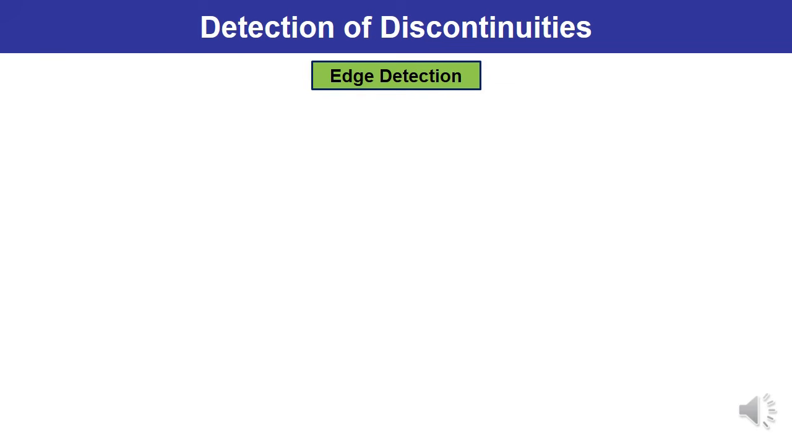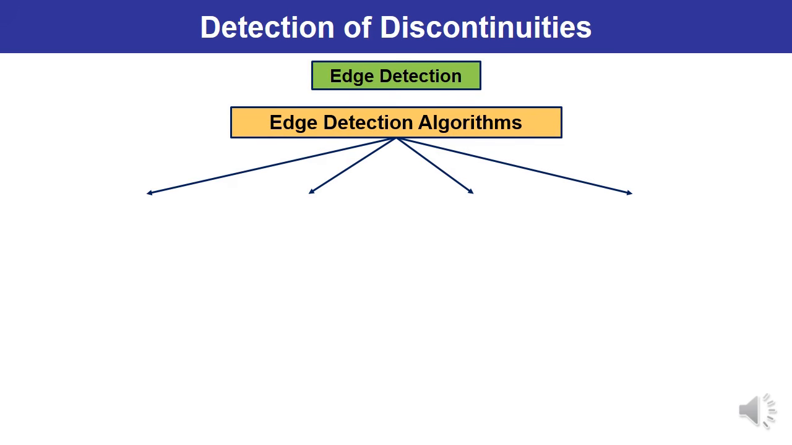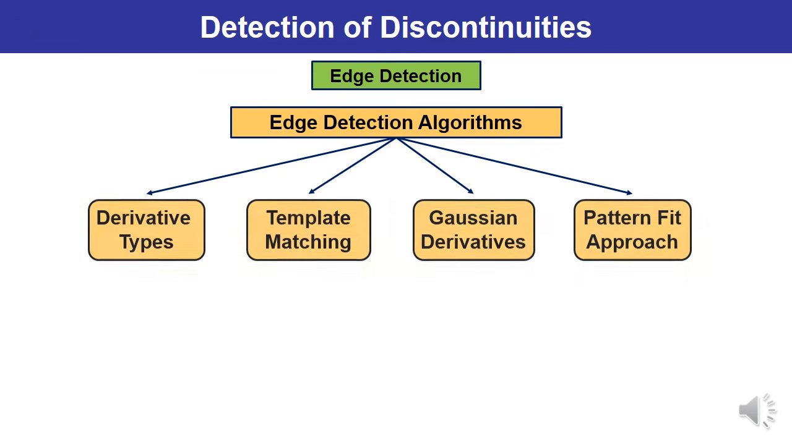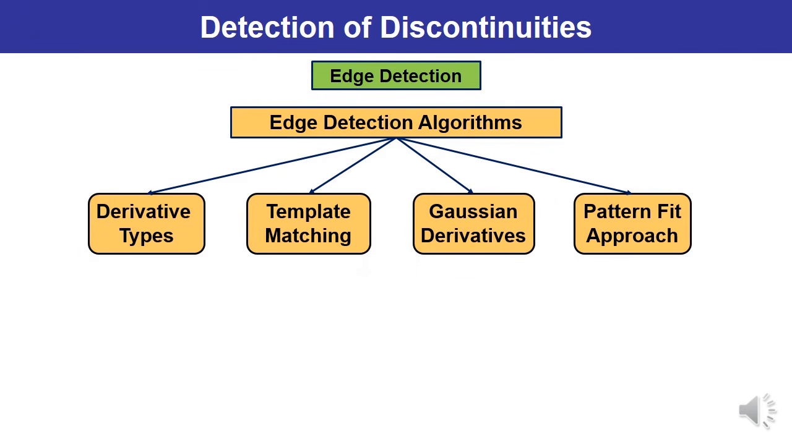Let us discuss the types of edge detectors. Commonly in the edge detection process, there are 4 types of edge detection operators or algorithms. These are derivative types, template matching, Gaussian derivatives, and pattern fit approach. These are the four commonly used and important ones.